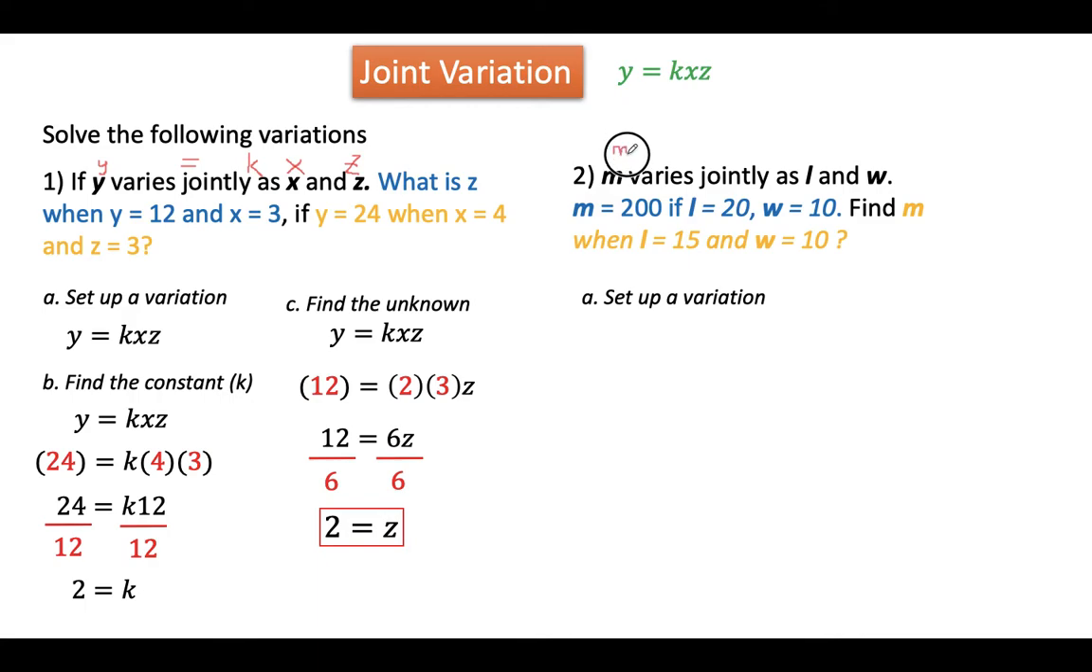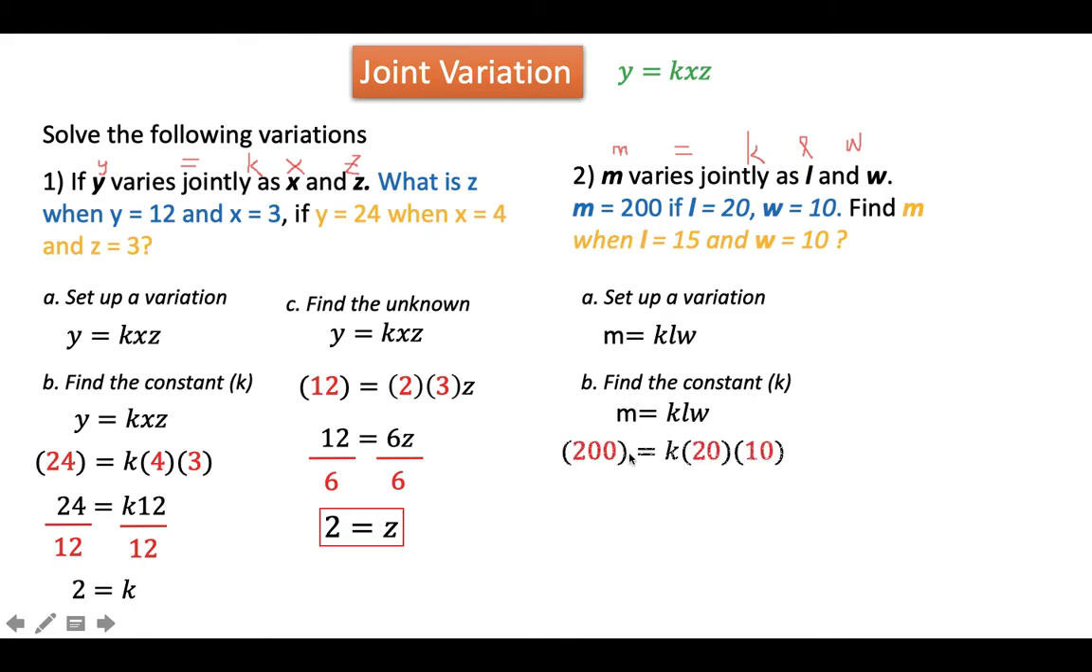So m varies jointly as L and W, and k for the constant. And that is our variation: m is equal to k times L times W. We will use this to find the constant, using this yellow given, because it's complete. Oh no, it's the blue.